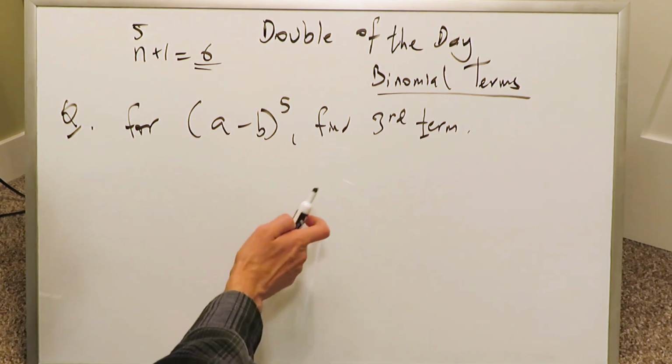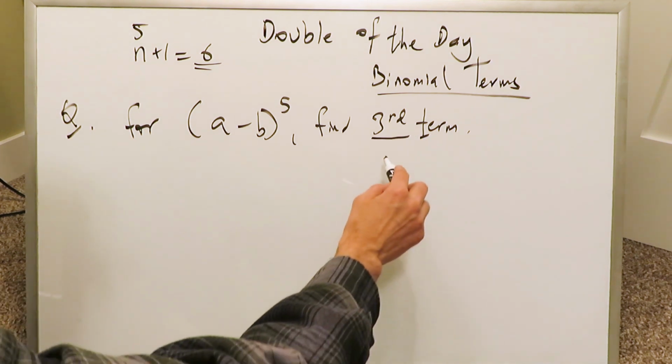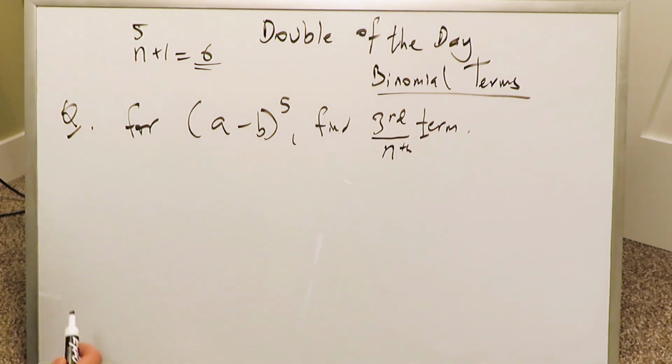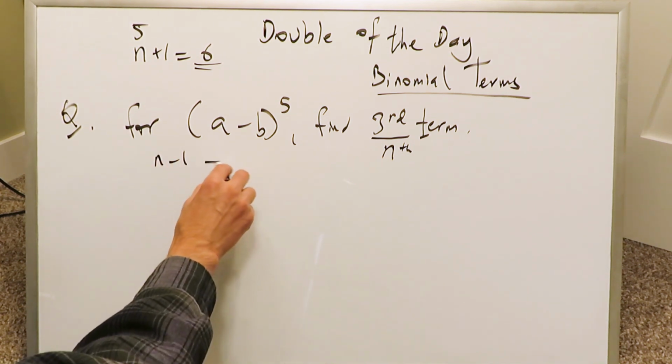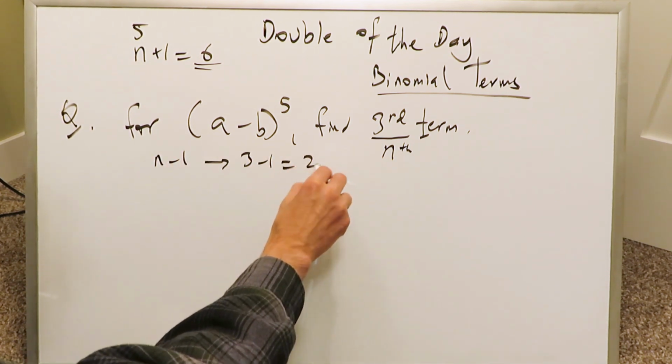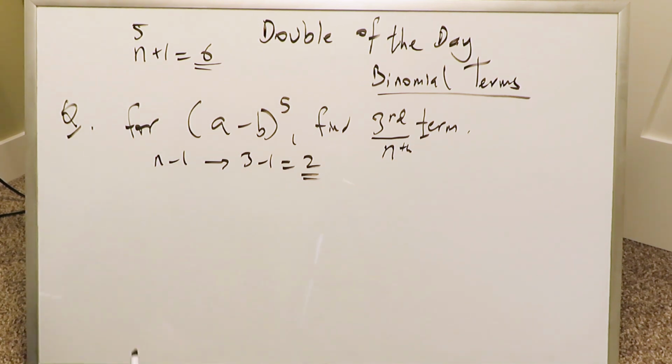How do you go about doing these types of questions? You focus in on this. Let this represent your nth term. To determine this, the term you're looking for is n minus 1, and here that translates into 3 minus 1, which is really 2. You're looking here at a value of 2.